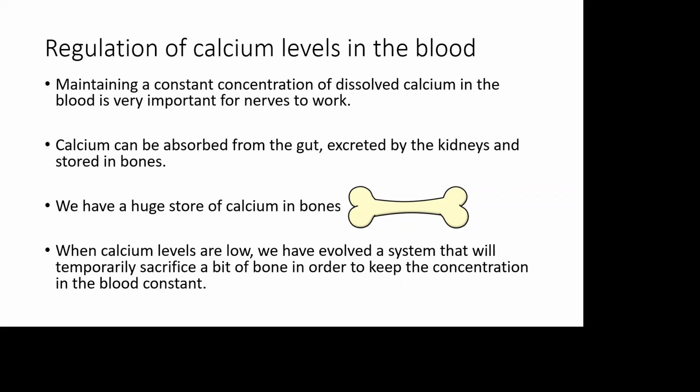Calcium can be absorbed in the gut, and it can be excreted in the kidneys, and of course the bone is a huge store. So when calcium levels are low, we have evolved a very important and clever system that will temporarily sacrifice a bit of bone in order to keep the concentration in the blood constant.